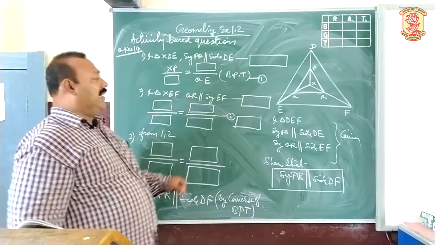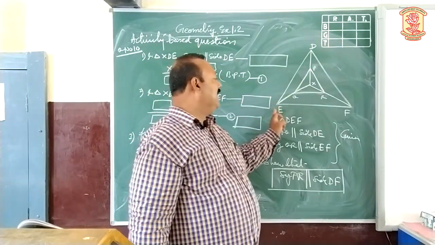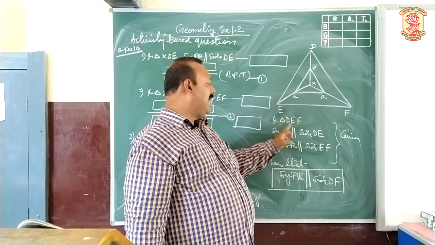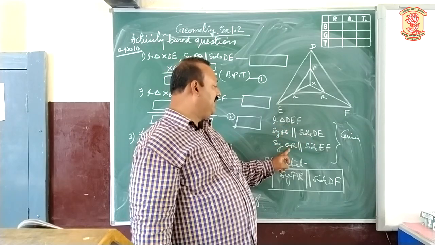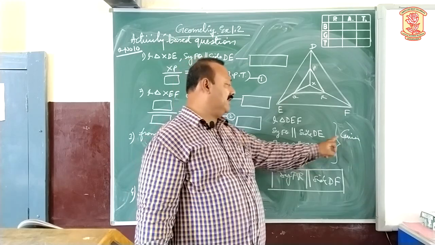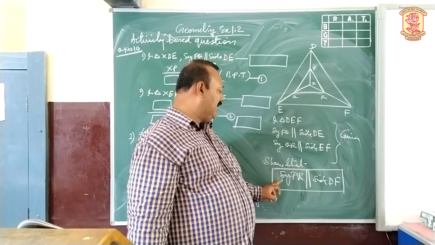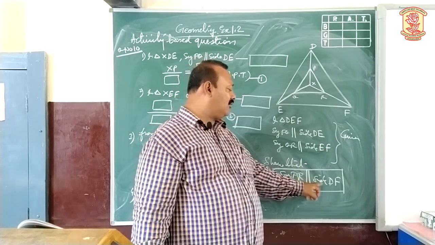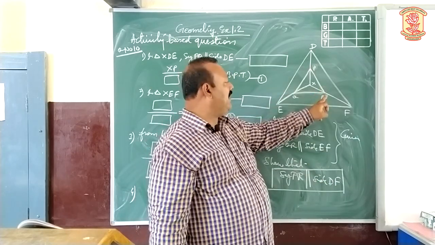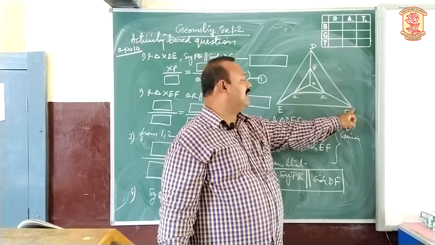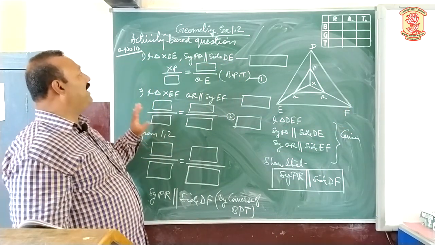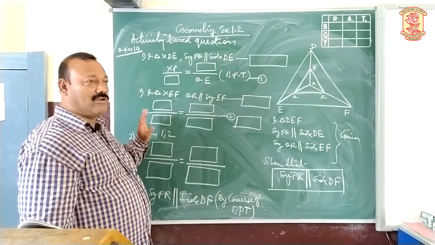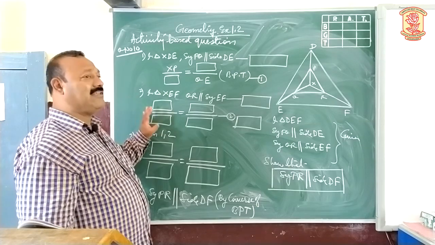And refer to the figure DEF. What is given? In triangle DEF, segment PQ parallel to side DE, segment QR parallel to side EF. This is already given. We have to show that segment PR parallel to side DF. Segment PR parallel to which side? Third side, that is side DF. Now, this question is based on activity. It is also called an activity based question.